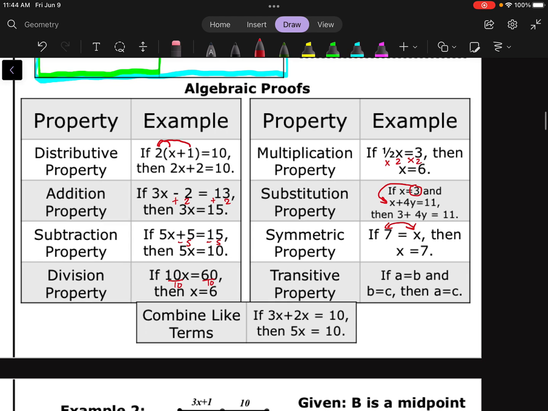And then lastly, we got combining like terms. If 3x plus 2x equals 10, then we can combine the 3x and the 2x to be equal to 5x. So this is just a reminder of a bunch of the different properties that we have done in the past in algebra. And all of those are valid reasons that we can use when we are doing an algebraic proof.